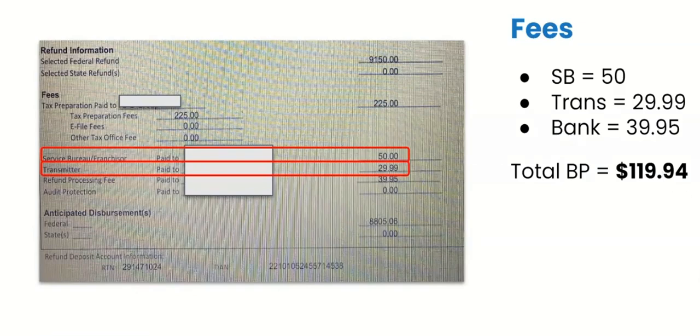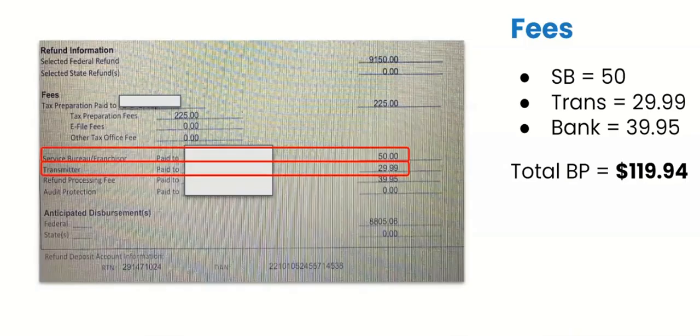Does that make sense, everyone, before I continue? Does everyone see where these numbers are coming from? Or is there any confusion on this? If you have any questions, please let me know. We're all clear, right? We have the service bureau fee, software technology transmission fee, it's bundled into one, and then the bank fee.